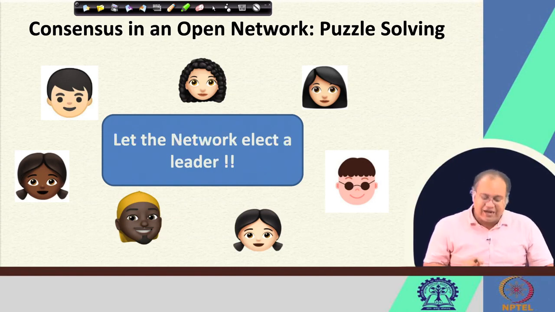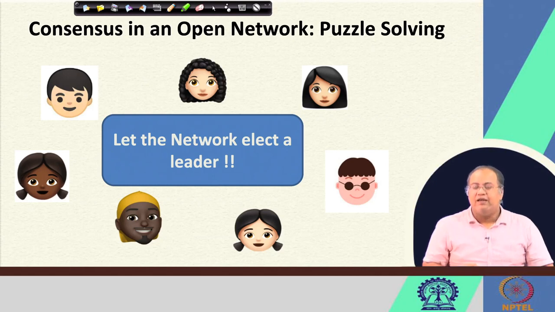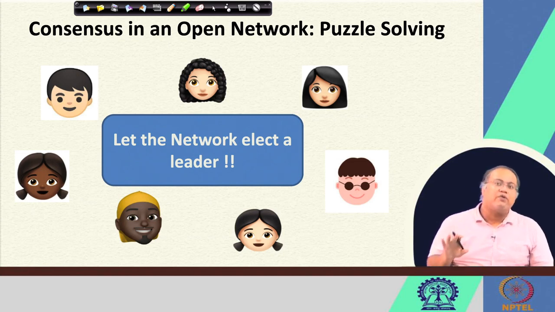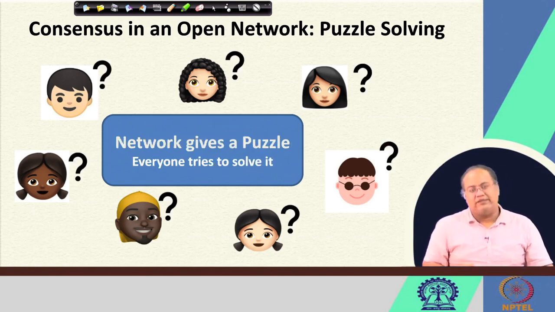Here comes the idea of puzzle solving. What we say is, let the network elect a leader. The participants do not know each other, but the network will run a certain process, and based on that a leader will automatically get elected. So what is the idea? The idea is something like this.